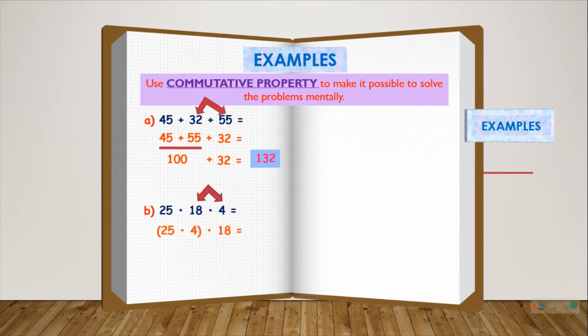Then, ang magpa-partner na ngayon dyan, si 25 and 4. Tsaka natin i-multiply si 18. Bakit? 25 times 4 is equal to 100 times 18. So, mas madali na siya. So, magiging 1,800. 18 times 1 is 18. Then, i-add mo lang yung dalawang 0. Tapos na. Yun lang yun.